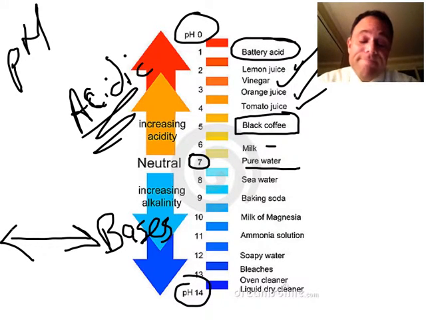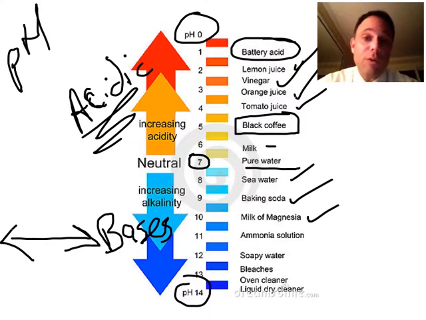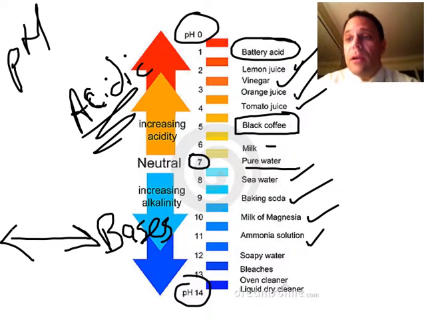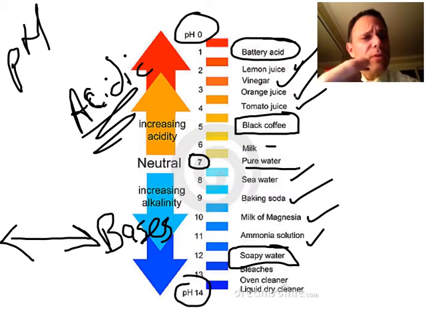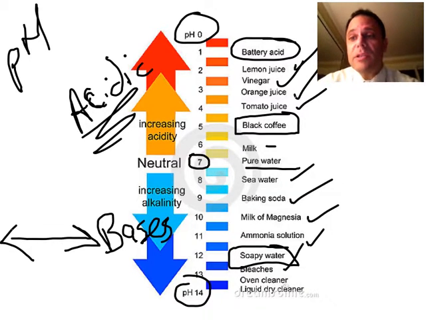I suggest the opposite. Take a look here. Seawater, base. Baking soda, base. Fine stuff. Milk of magnesia, helps your tummy, base. Ammonium solution, base. Soapy water, everything that feels slippery, even bleaches, are bases. Bleach, oven cleaner, a liquid dry cleaner, all bases.